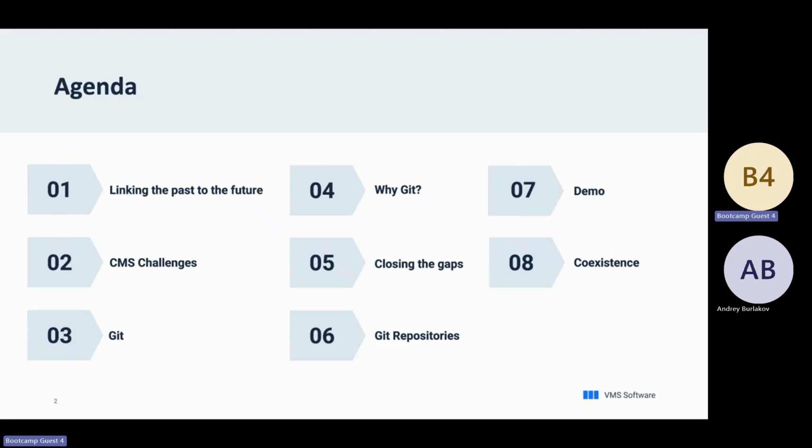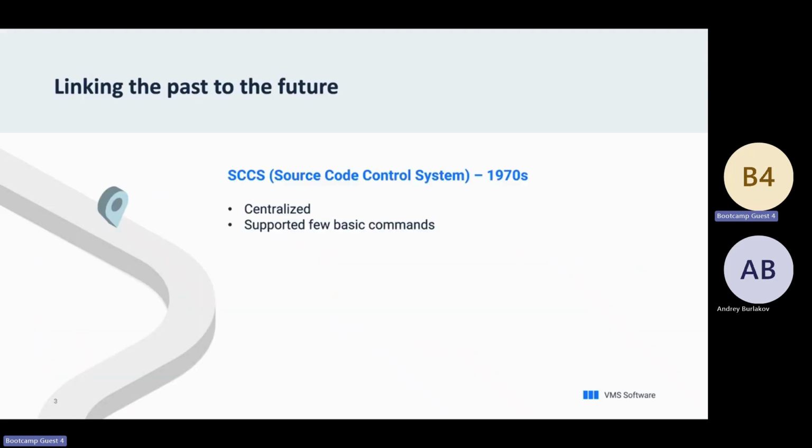So let's start from the history of version controls. It's known that the first source control was developed in the 1970s, and it's called SCCS, or just Source Code Control System. It was only for Unix systems. As a type, it was centralized and just supported a few basic commands.